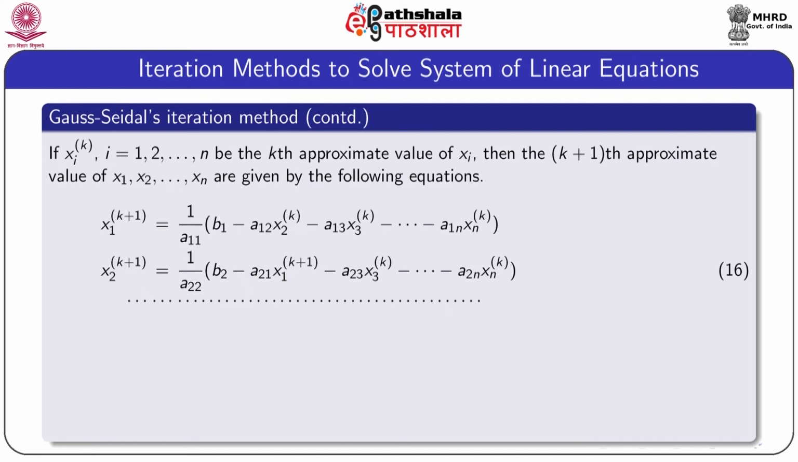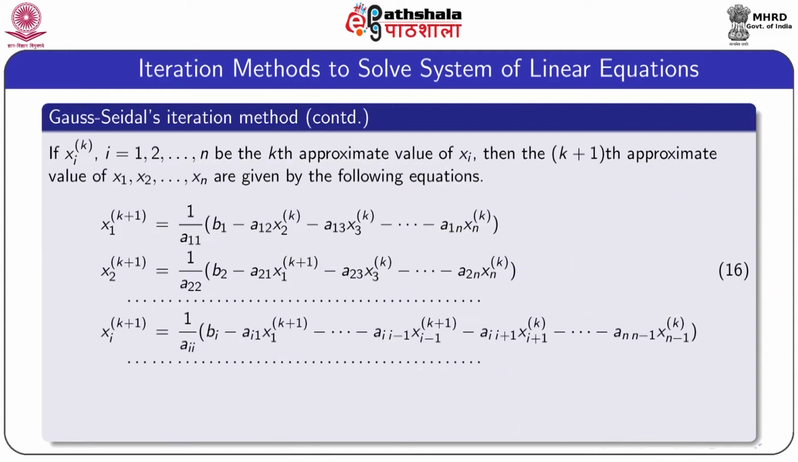Next, we calculate the k plus 1 iterated value of x2 using this formula. In this formula, we have used the k plus 1 iterated value of the variable x1, that one is obtained in the first equation, and the kth iterated values of the variables x3 to xn. Using these values, we calculate the k plus 1 iterated value of x2.